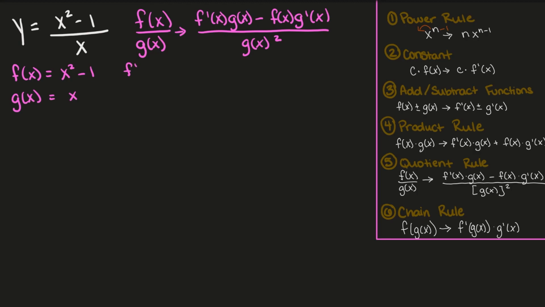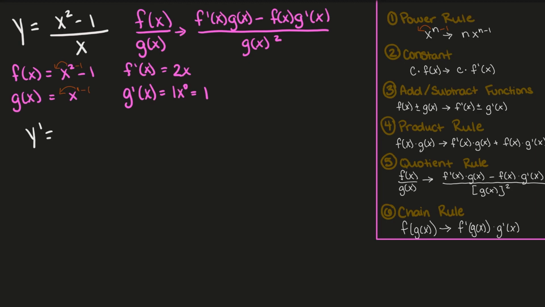F prime, we're going to use the power rule, so we're going to bring that 2 to the front and subtract 1. So f prime will be equal to 2x, and the derivative of any constant is 0, so we don't have anything at the end. And then same thing here for g of x, there's an invisible 1 on top. We bring that down and subtract 1, which means g prime x is equal to 1x to the 0, or just 1, because anything raised to the 0 power is equal to 1. So now we can solve our derivative by plugging that into our definition based on the quotient rule.